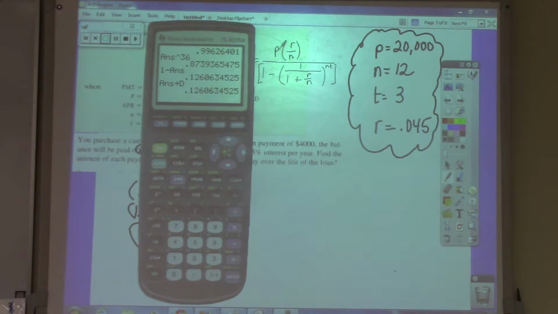And now I take my principal, which is 20,000, and multiply by R over N, which is 0.045 over 12.